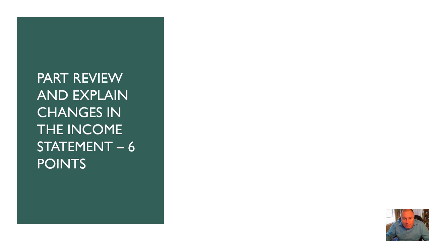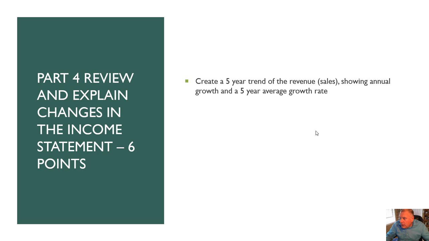Part 4 is to review and explain changes in the income statement. It's 6 points. First step is to create a 5-year trend of the revenue sales. So you show each year, you show what the annual growth is, and a 5-year growth. Then I'd like you to explain how the growth happened.